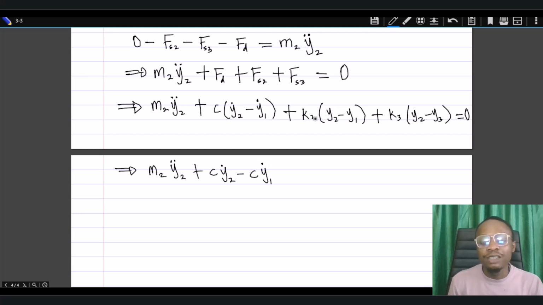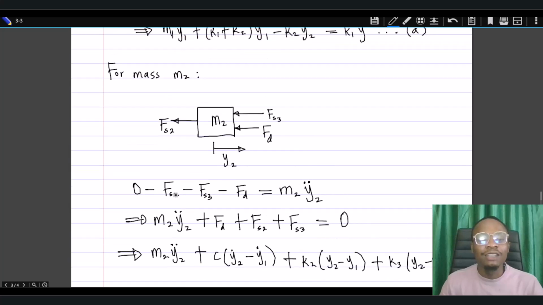Then this will be k2 y2, then another k3 y2. So we can put them together and say this is k2 plus k3 multiplying y2, okay, y2, not y2 dot. And then we have for the negatives, minus k2 y1 minus k3 y3. So that will be negative k2 plus k3 multiplying y3. Okay, so that is that about that. All of this will be equal to 0. So that is the equation we obtained from the mass m2. So we can call that equation b here. And that's all for mass M2.